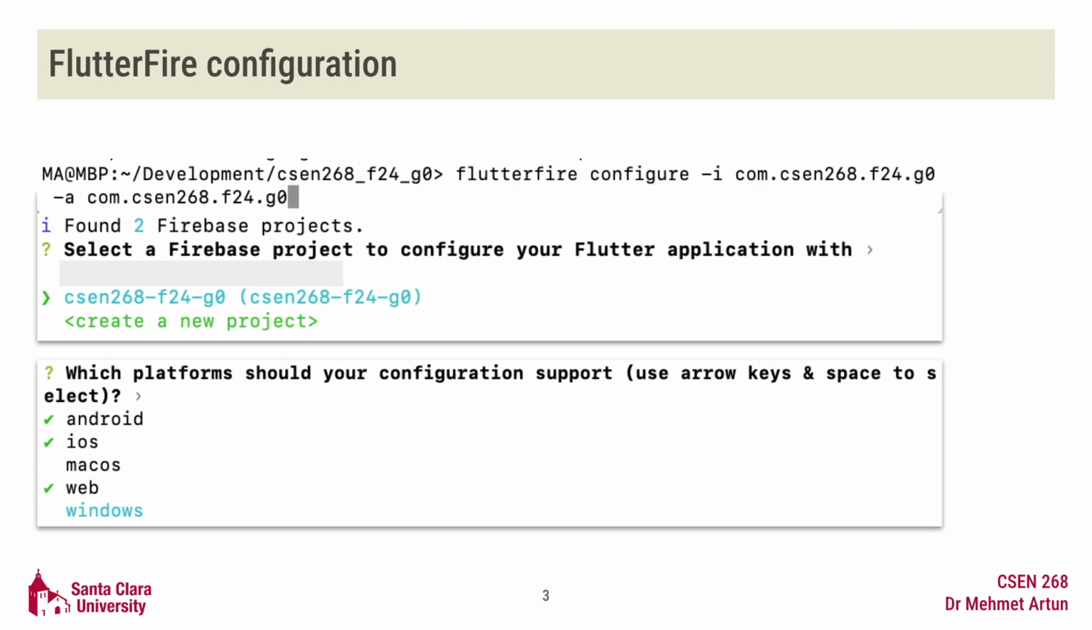Select a Firebase project to configure your Flutter application with. Okay. Look at what it's saying here. Pub somehow installs the executable into home pub cache bin, okay? And it's not in your path. When it's not in your path, any executable that's in that directory is not available to you. So you have to add it to your path.